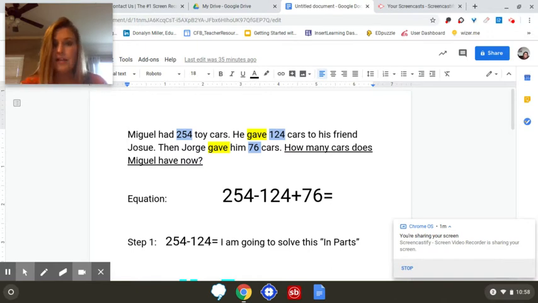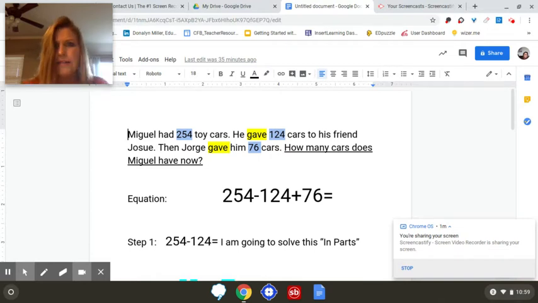The second thing we're going to do is we're going to underline the question. So, as you see, I've underlined the question here. How many cars does Miguel have? Think. Something changed. Otherwise, we wouldn't be asking that question.